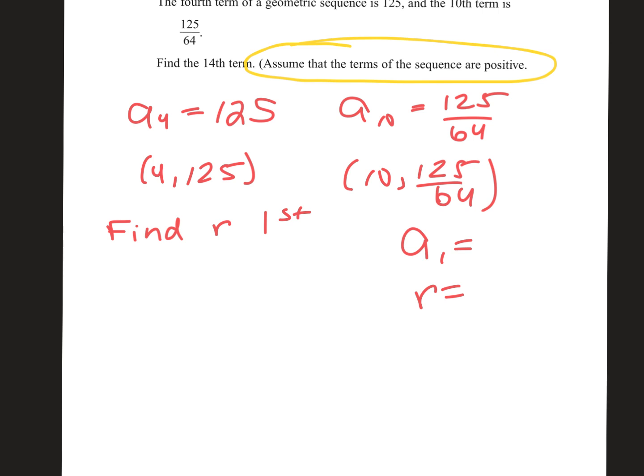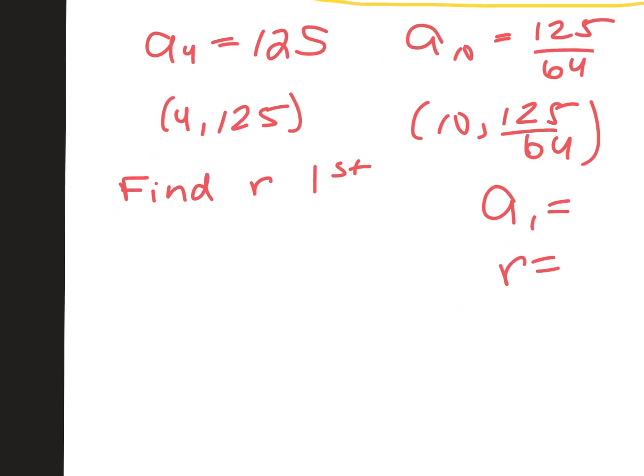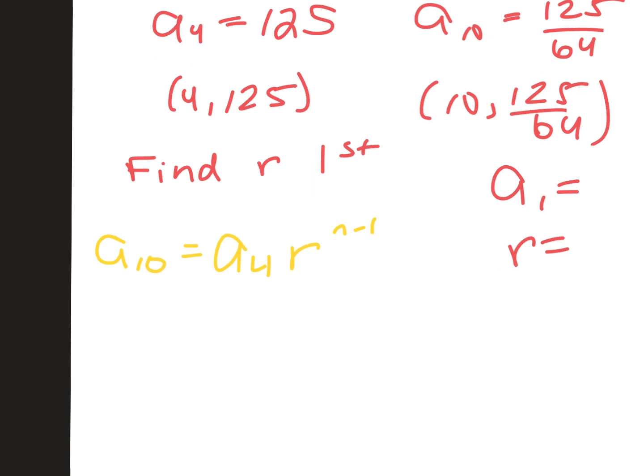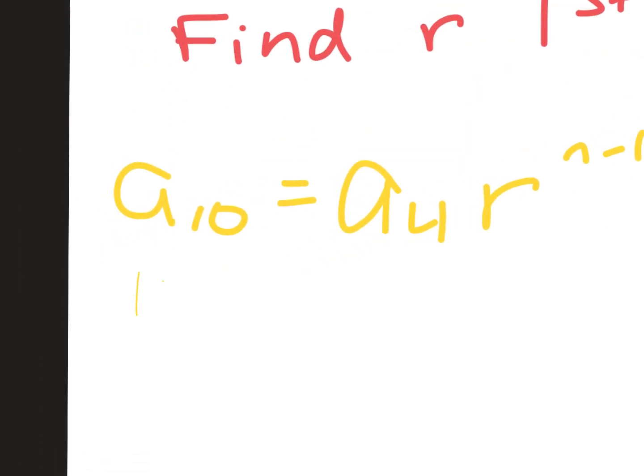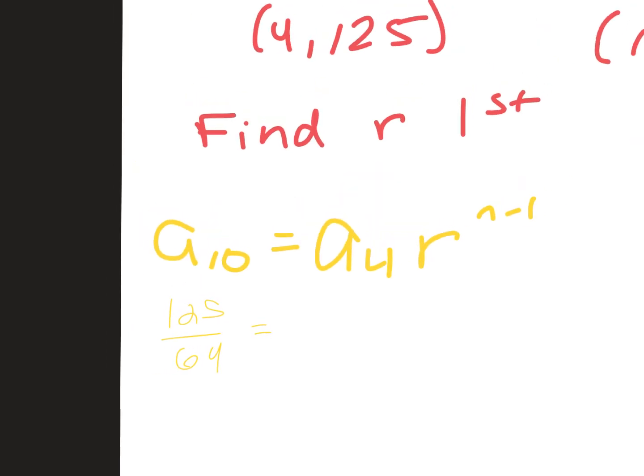All right, so we're going to find R first. We're going to do the same thing we did yesterday. I'm going to take the two terms. You use the one that's further away. A sub 10 equals A sub 4 times R to the n minus 1. That's our geometric rule. On the left side of the equal sign, you always put the term that's furthest away from the first one. So let's fill in what we know. What is the 10th term? 125 over 64, right? Can you guys see that in yellow? Okay. Then what else do we know? What's the fourth term? 125.